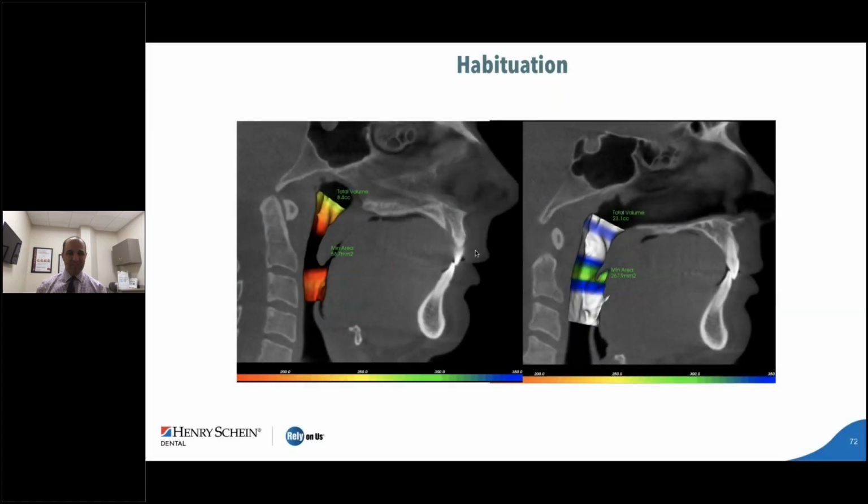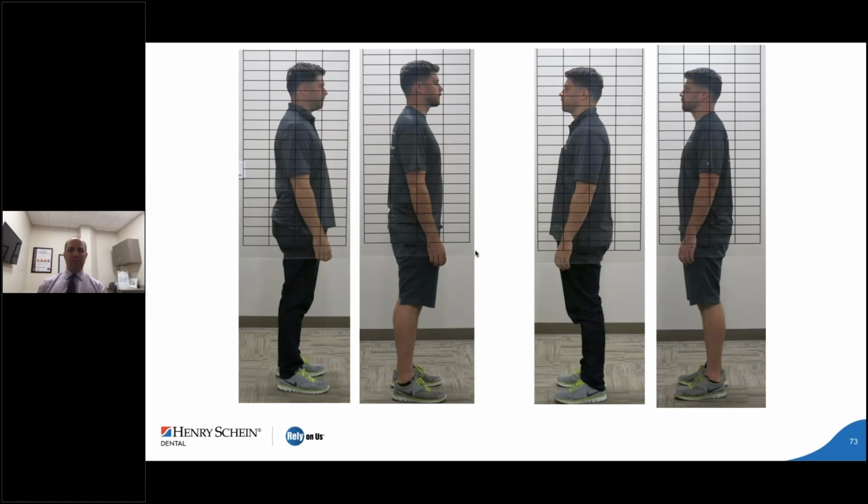His bite feels better, is better for him, and his head's more upright. And that's probably the most significant thing. You can see how much better his posture is. His neck pain's not bad anymore.